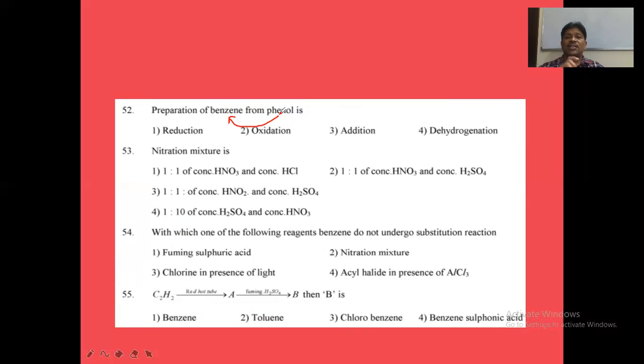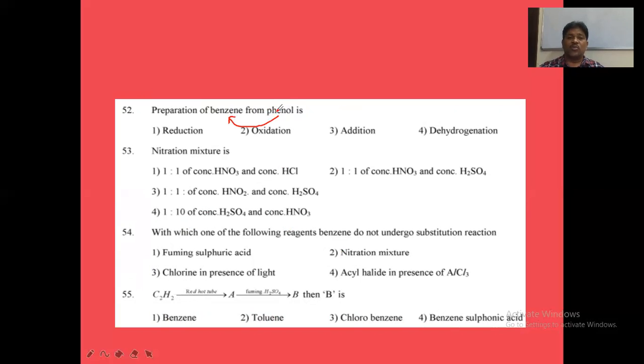From phenol, which atom is removed? The electronegative oxygen is removed. Removal of an electronegative atom from the given compound is called reduction. Removal of an electropositive atom is called oxidation. If you remove electronegative oxygen or electronegative chlorine from the given compound, it is called a reduction process. So here from phenol, oxygen is removed.